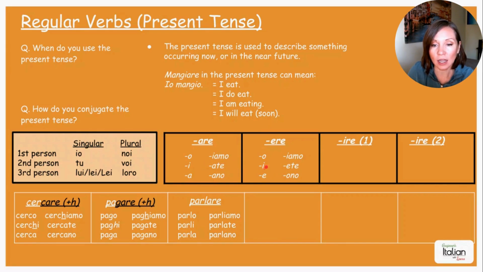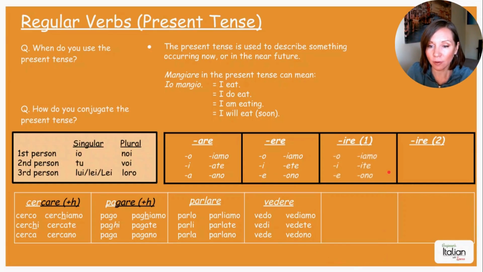The o, i, and iamo stay the same, no matter if it's an ARE or ERE verb. So for example, we have vedere, which is to see. Vedo, vedi, vede, vediamo, vedete, vedono.